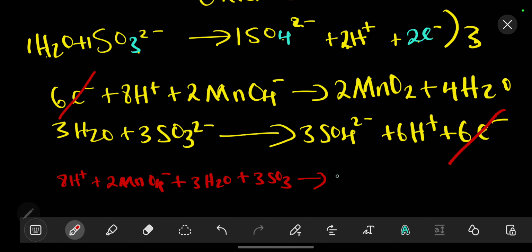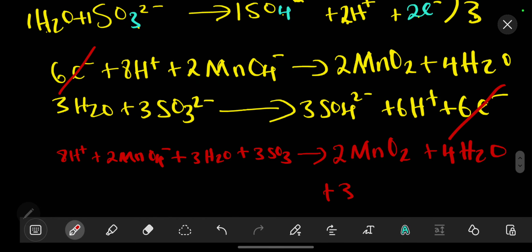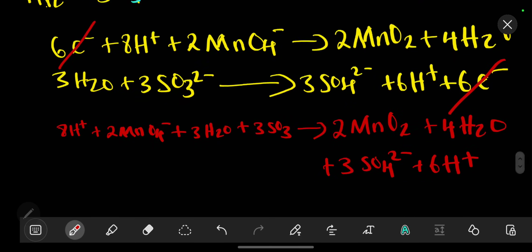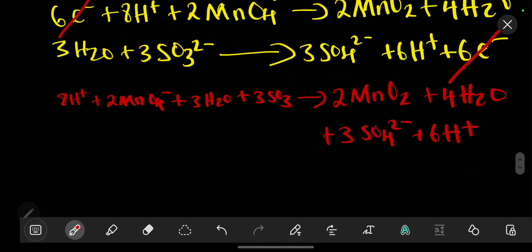So we are going to have, here we have a 2 MnO2. Then we write plus our 4 of water. Then we also have plus our 3 SO4, 2 negative, plus our 6 H plus like that. So now what we are going to do is that we are going to compare. So as we can see, we have 6 hydrogen ions, 8 hydrogen ions there. So we are going to have our 8 minus 6 if this goes the other side, which we shall do on a separate paper. So just write the final answer here.